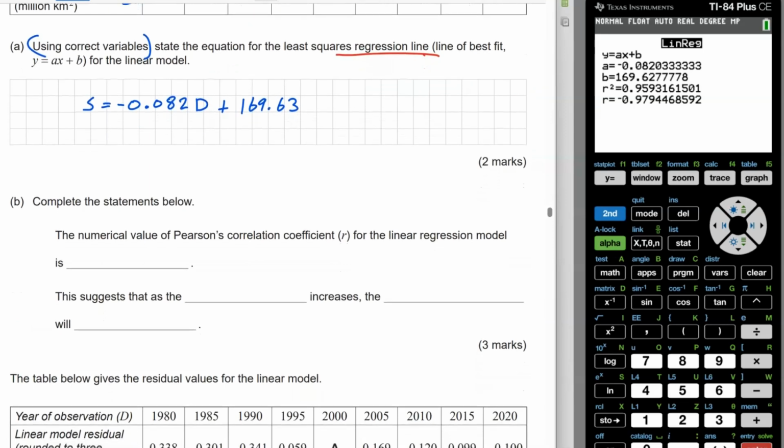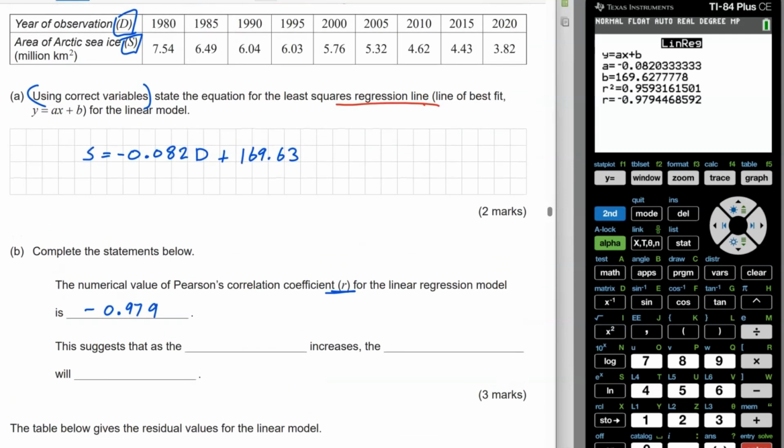Now, you're going to come down here, and it's also asking you to have a think about your R value and then what that actually means. So in our case, we've got an R value of negative 0.979, and in the sentence below, it says this suggests that the, and you've got to put in the right variable here. Let me just move it so I can actually see my variables. So it's going to say the year of observation. I'm going to have to write tiny to fit it in. You can also write D if you want.